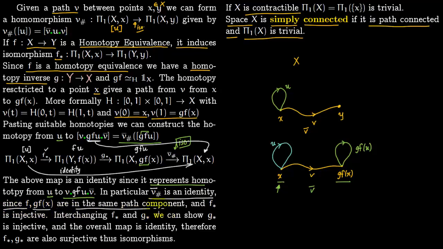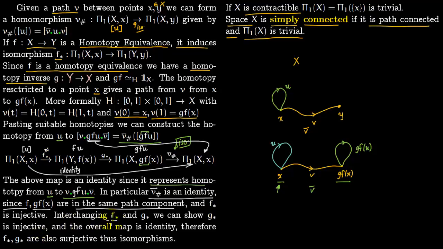since f and gfx are in the same path component. So since this entire thing is an identity from here to here, it has to be the case that f star is injective. It cannot kill any elements because this map is the identity. So this is injective. So f star is injective.